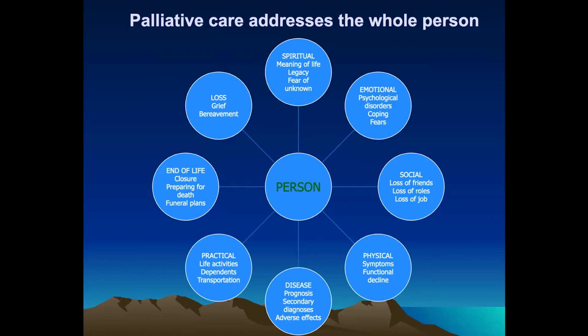Then there is understanding the disease and prognosis, explaining life activities, transportation, and preparation for the end. Closure. People need to prepare for closure, even talking about death and funeral plans. Of course, nobody wants to talk about funeral plans, but this is a reality. You need to plan ahead. So palliative care addresses the whole person. It's not just disease and treatment.